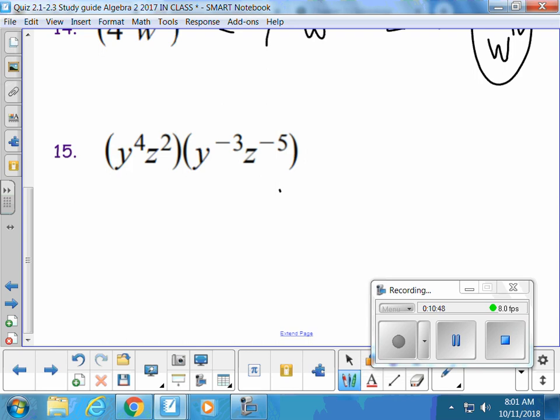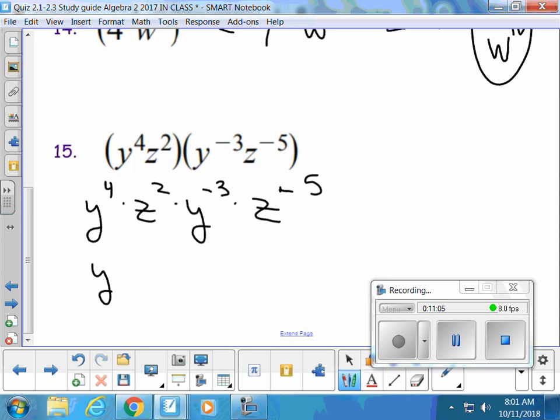All right. All these parentheses actually don't need to be there. I think when I was going around and helping people yesterday, the parentheses were actually throwing people off. I think the parentheses made people think they should multiply. There's no multiplying here. You're just going to be adding your exponents. So what is 4 plus -3? Positive 1. And what is 2 plus -5? -3. And that's not a good way to leave my answer, because I have a negative exponent there. So we're going to leave the y alone. He's got a positive. He's good. We need to flip that z. Flip and make it positive.